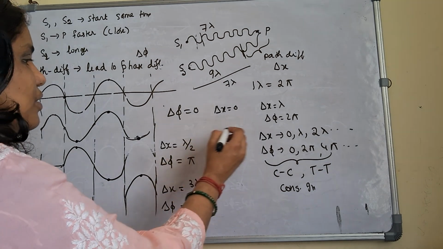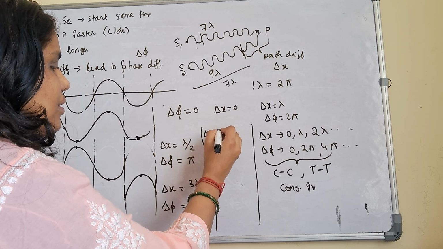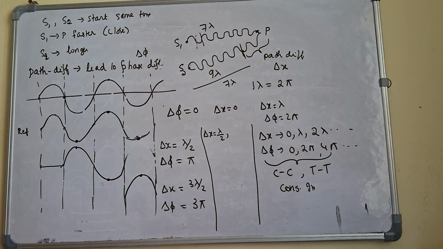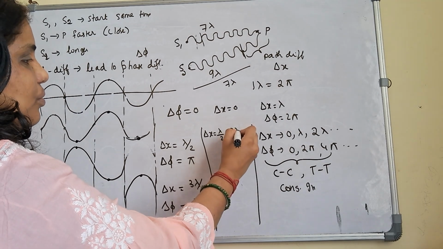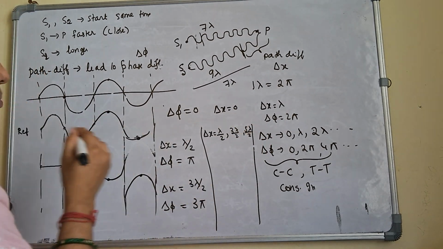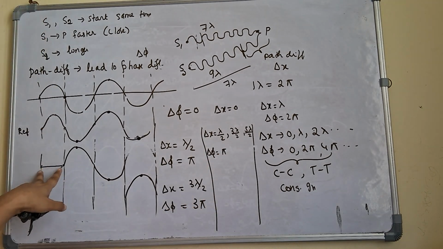Okay, so how can I generalize it? Let me write it here. So what will be your delta x? It will start with delta x lambda by 2, and the next one is 3 lambda by 2, and the next one will be 5 lambda by 2. Alright, so what will be your delta phi? It will be pi. So this is pi radians. What is it?